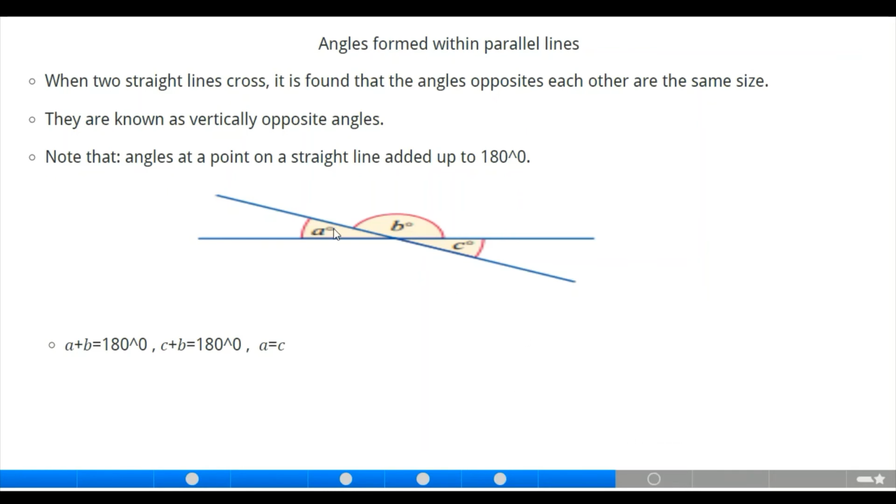And by the time you add angle A plus B, it will give us 180. That is a sum of angles on a straight line, right? And angle B plus C also will give us what? 180. If you look at this, this is also a sum of angles on a straight line.